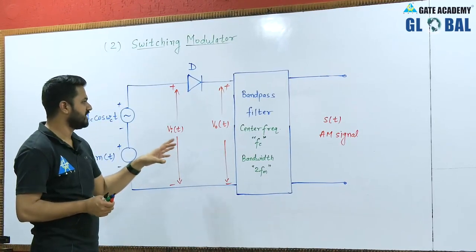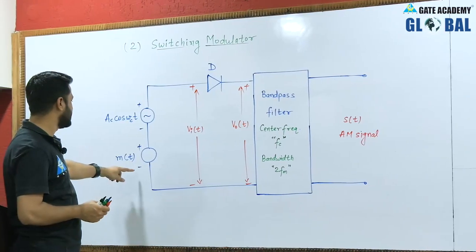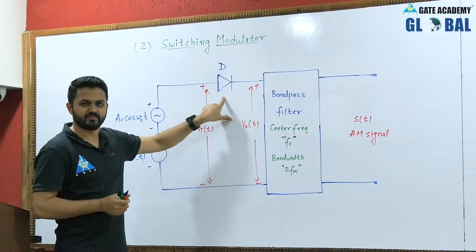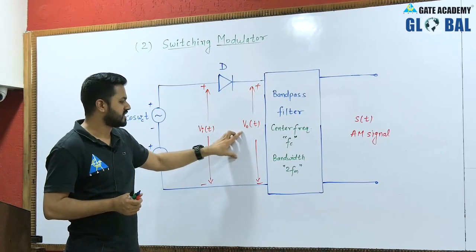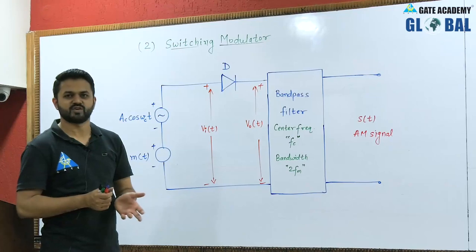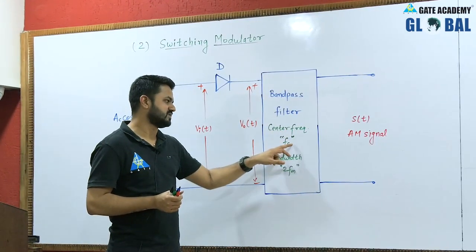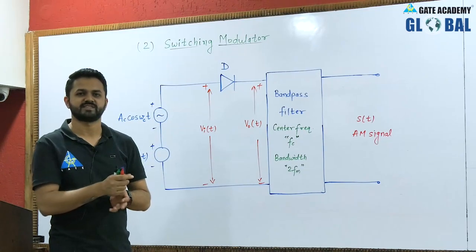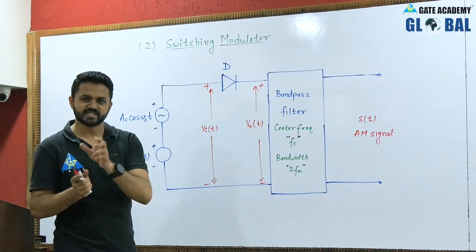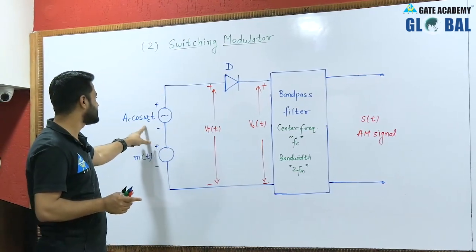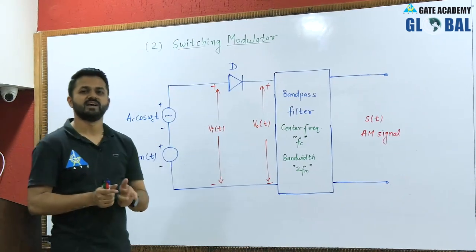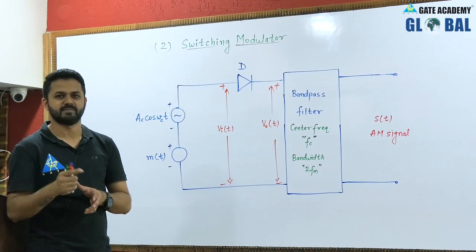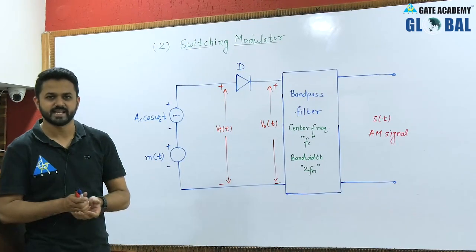In the switching modulator, again we have two input signals, the message signal and the carrier signal, which are input to this diode. This time we are going to use the switching characteristics of the diode. The output of this diode is V0(t), which is input to the bandpass filter as in the square law modulator, with center frequency FC and bandwidth 2 FM, because the AM signal is centered at the carrier frequency FC, with upper sideband FC plus FM and lower sideband FC minus FM, if we assume the message signal frequency as FM.